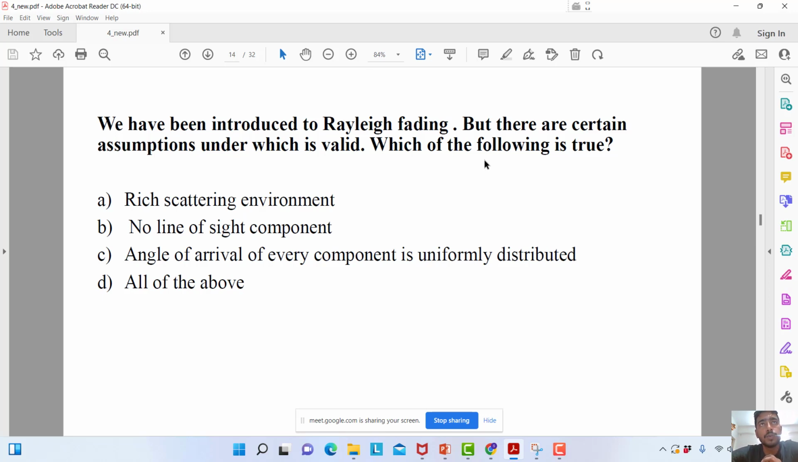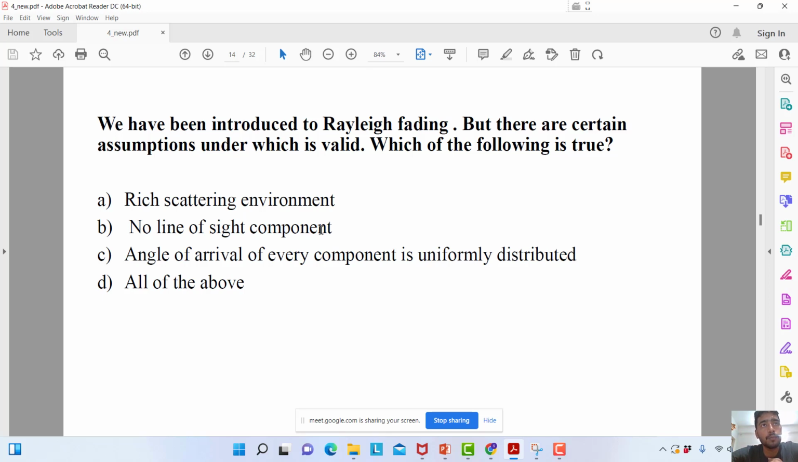We have been introduced to relay fading, but there are certain assumptions under which it is valid. Which of the following is true? For the relay we know that relay fading has the richest scattering environment. Option A is right. Similarly, no LOS, no line of sight component, is also true.